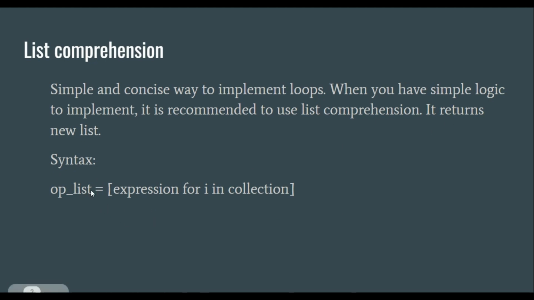As it returns a new list, this is the output list, and as this is list comprehension, you have to use square brackets. Here, for i in collection means whatever the collection is, you have to take. It can be a range function or a tuple, right? You iterate on this collection, and each value you get as i, you apply the expression on this i. In this way you can use list comprehension. We will see practically how to implement it.